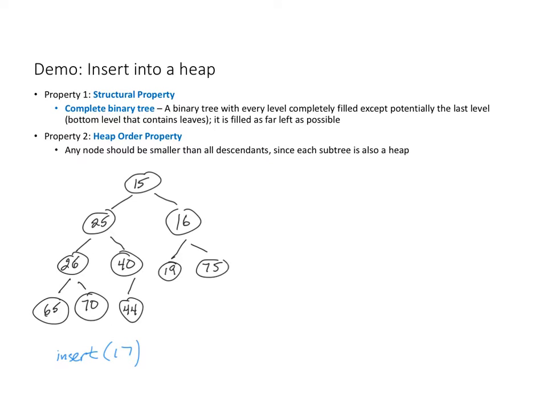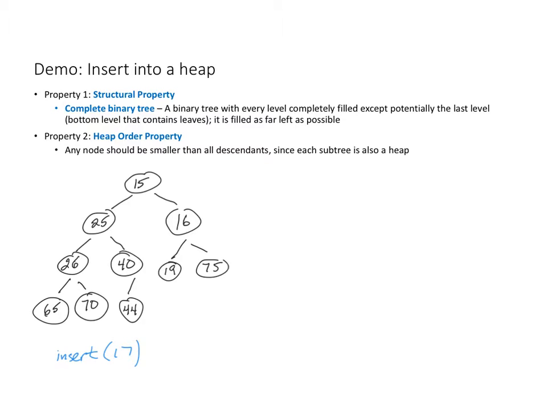Let's demo the insertion into a heap. Remember, the heap has two properties that must be maintained before the insertion or any operation is complete. The structural property, where we have a complete binary tree, and the heap order property, where any node should be smaller than all of its descendants. So 15 is smaller than all of its descendants. 25 is smaller than all of its. Same with 16. So we need to maintain these properties before we're finished inserting the number 17.